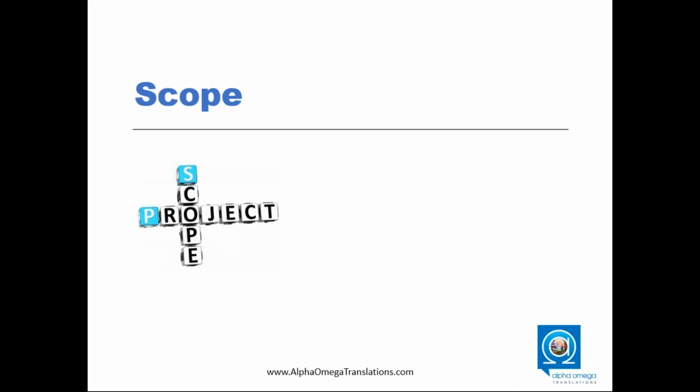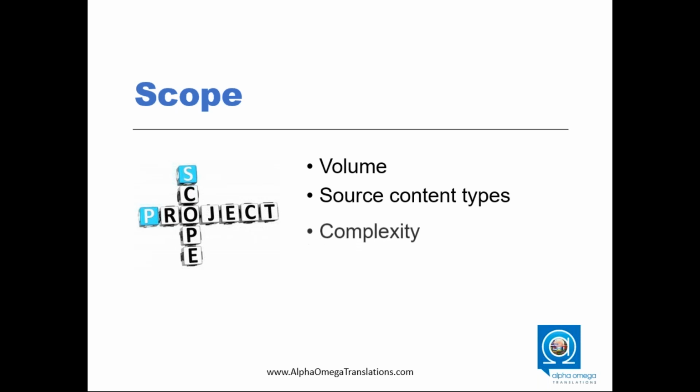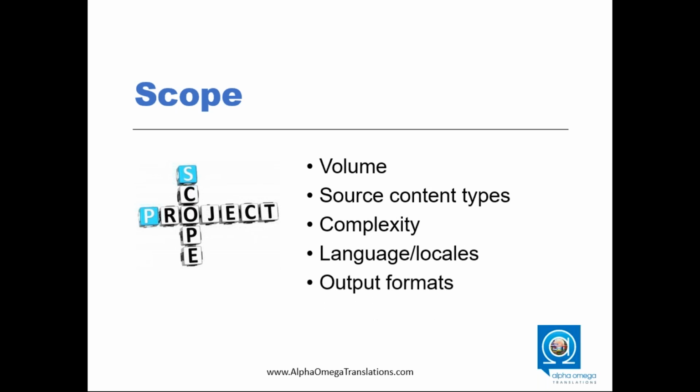When you're talking about the scope of the project, you want to be as specific as possible. The more details you give the vendors, the better they can understand your requirements. So you want to include the volume, the source content types, the complexity of the project, the languages and the locales, and the output format.